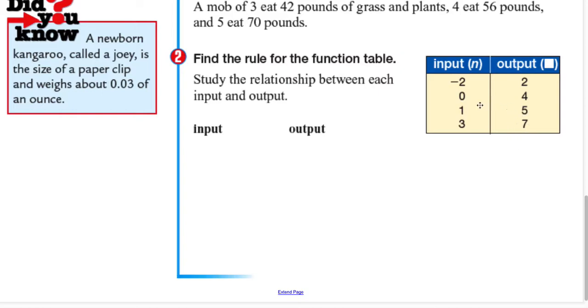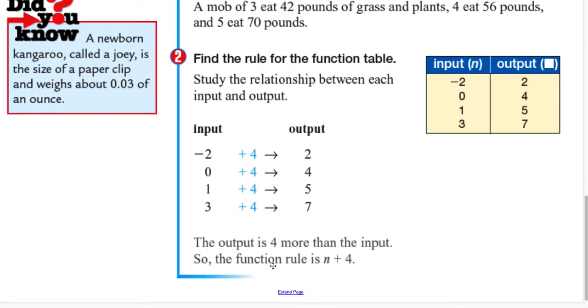To be able to find out the relationship, we have -2 plus 4 will give us 2, 0 plus 4 will give us 4, 1 plus 4 will give us 5, and 3 plus 4 will give us 7. So if you notice, you're always adding 4 to n, so therefore the output is 4 more than the input. The function rule is n plus 4.